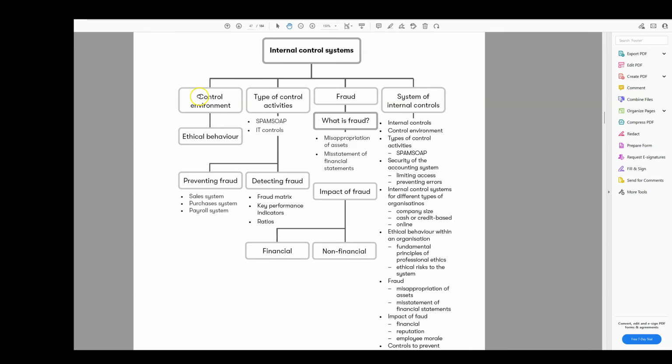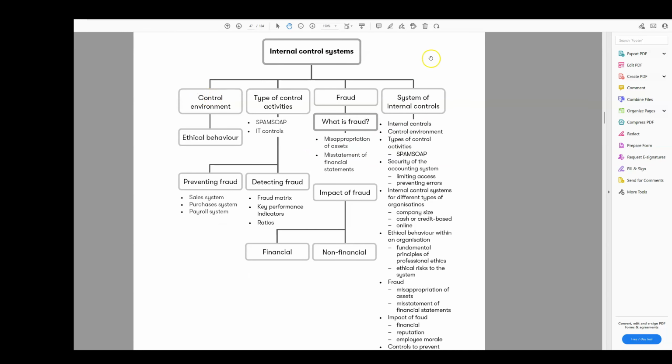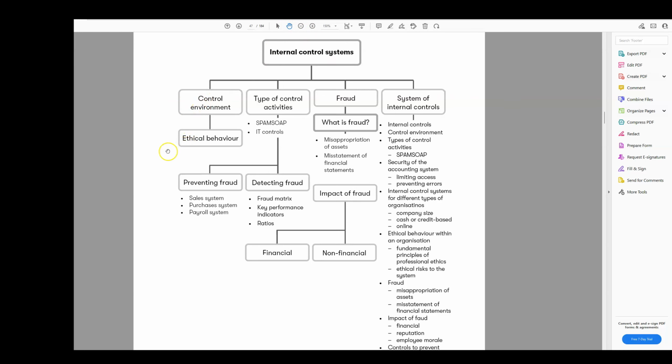So you have an internal control environment. The control environment is basically very important. Here we're going to look at how we actually control the environment, with ethical behavior. If there is proper ethical behavior in the organization, it is possible you can stop so many bad things that could happen to your organization.